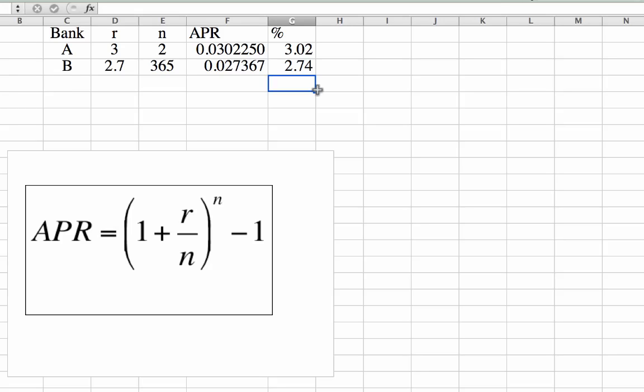So even though you're going to get 365 payments in the year, still Bank A ends up being a better investment for you, because you get a higher effective rate, or annual percentage rate, than Bank B.